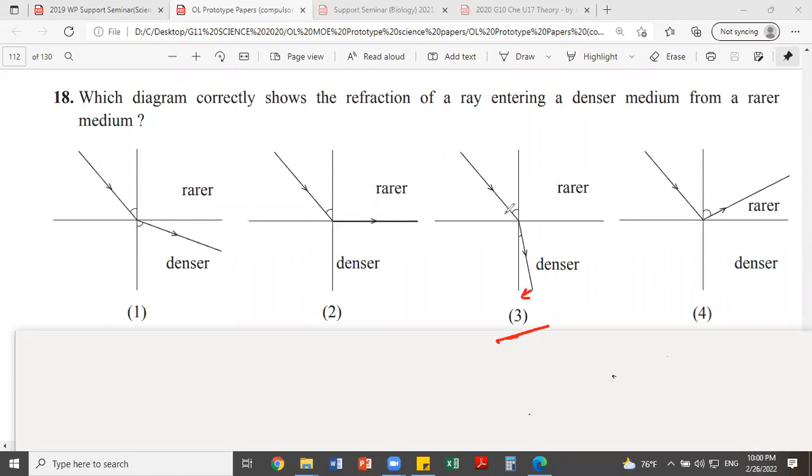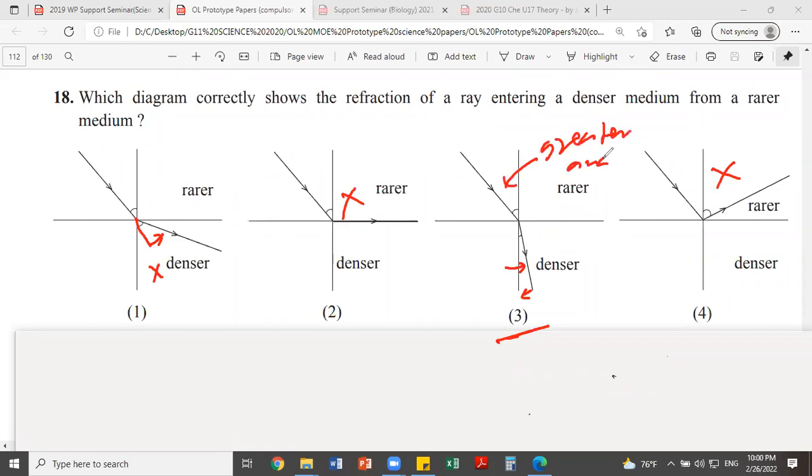So this is wrong. In a rare medium, this will never happen. In the rare medium, total internal reflection never happens. In the denser medium, it will not bend away from the normal; that is deviated away, which will never happen. Always remember, in the denser medium the angle is less. Greater angle in the rare medium, that is correct.